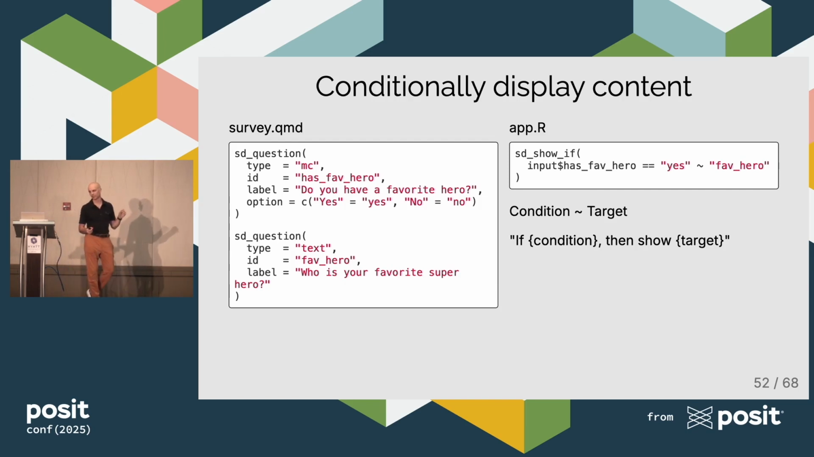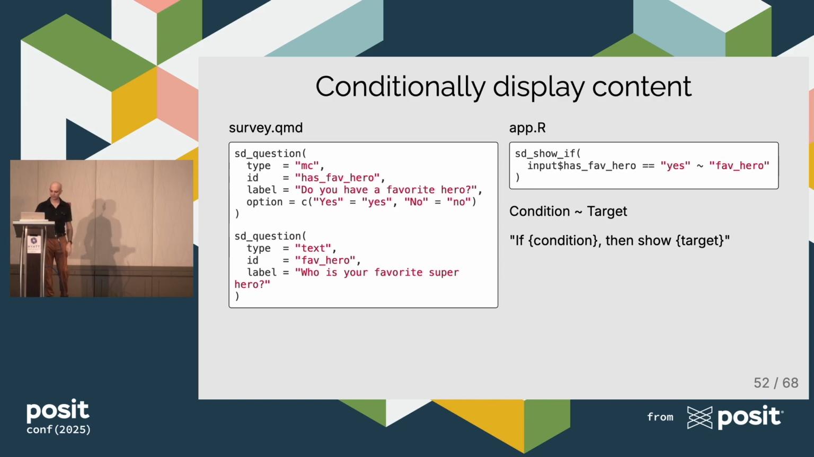All right? So the idea being, if that logic is true, meaning they chose yes for the first question, then that second question called fav hero is going to display. All right, so we took this syntax basically building off of the idea of case when, if you've ever used that function with dplyr. It's the kind of same idea, condition tilde target. And of course, you can have as many conditions as you want. So you can just put a comma and have lots and lots of conditional displays in your survey.